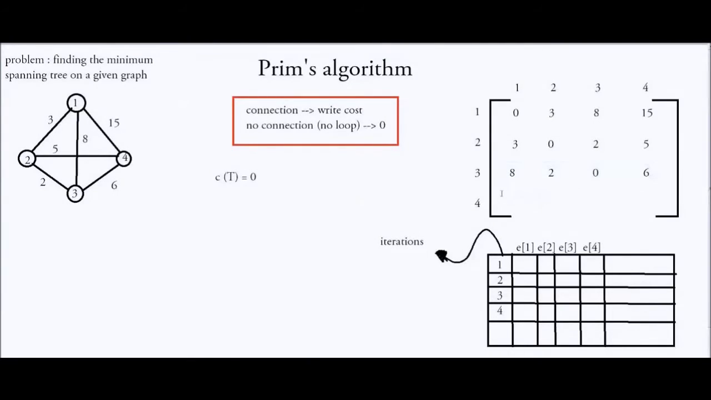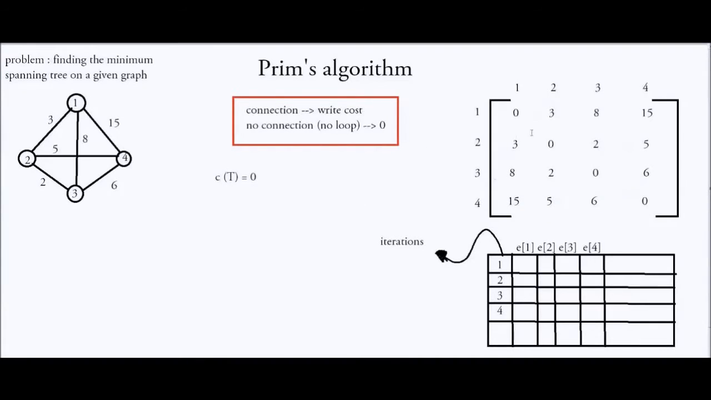And for the last node, you're going to write 4 to 1, which has a cost of 15. Then 4 to 2, you're going to have a cost of 5, because since you have an undirected graph, this is going to be the same as 2 to 4. You can check, 2 to 4 is 5, and 4 to 2 is 5 as well. Then 4 to 3 is the next one, which has a cost of 6. And the last one we've got here is 4 to 4. Again, no loop, so we have a cost of 0.